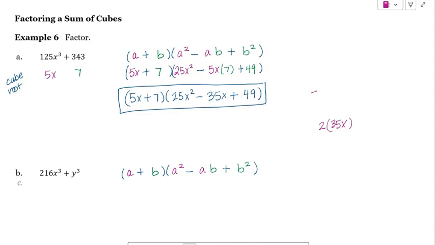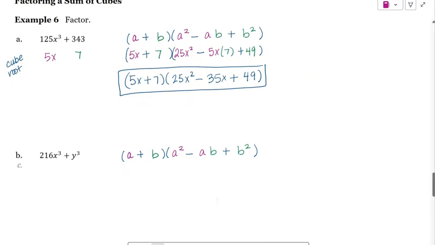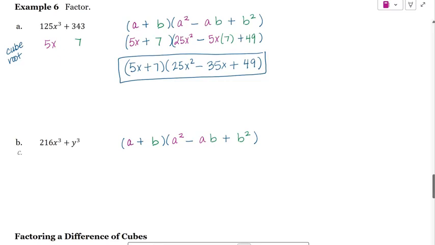All right, moving on to the second example. Again, we'll start by taking the cube root of each term. The cube root of 216, let's see, that looks like it's 6. 6 times 6 times 6. So this will be 6x, and then the cube root of y cubed is just y.